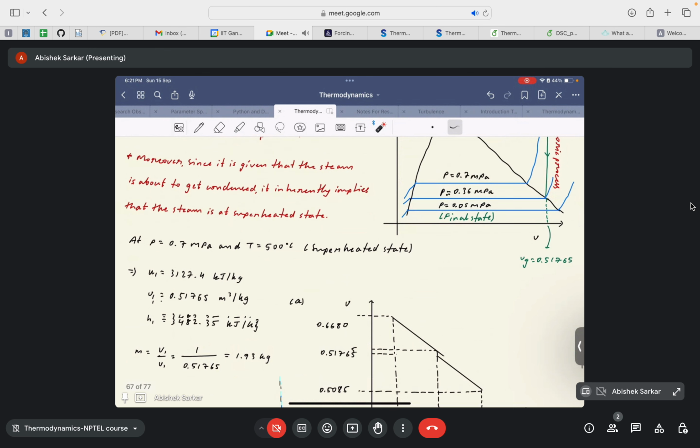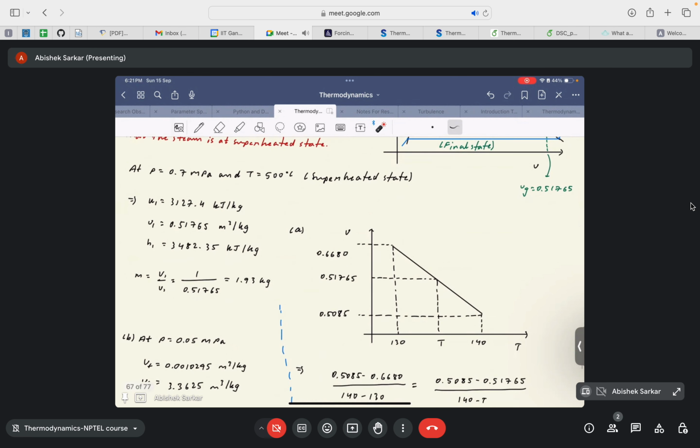Okay, so what you need to do right now is go to the steam table, not the superheated region but the saturation state. Go to the steam table of the saturation state, find the specific volume of 0.51765 or some volume close to it, and then see whether you get it or not. If you directly get 0.517, that is fine, but if you do not, then you need to interpolate. In my case, I didn't get the volume of the steam to be exactly 0.51765 in the steam table, so I needed to interpolate the values.